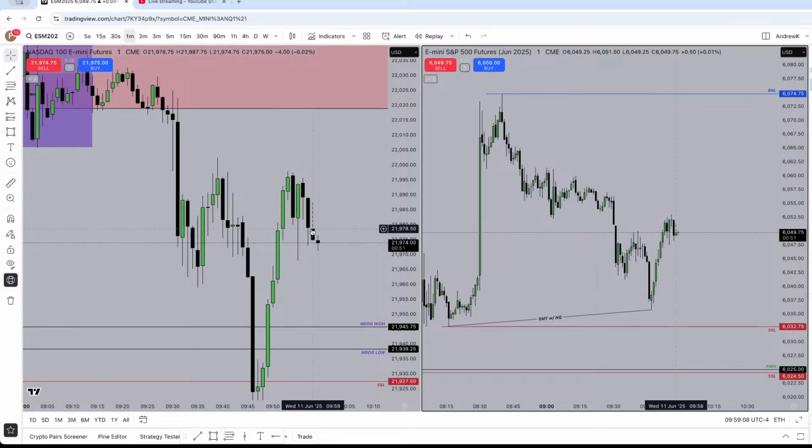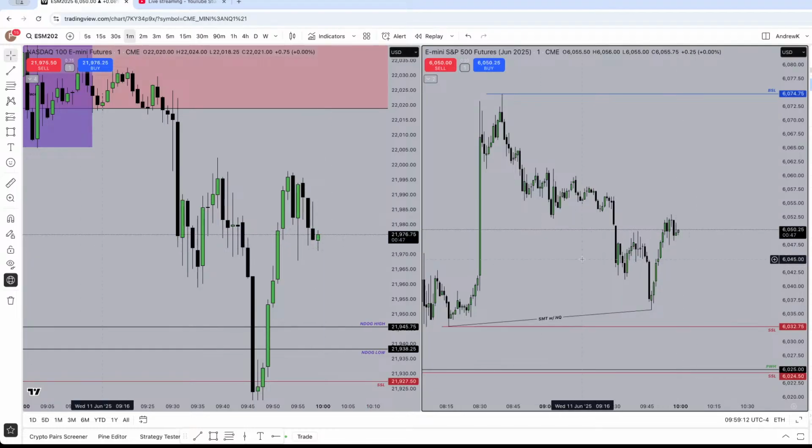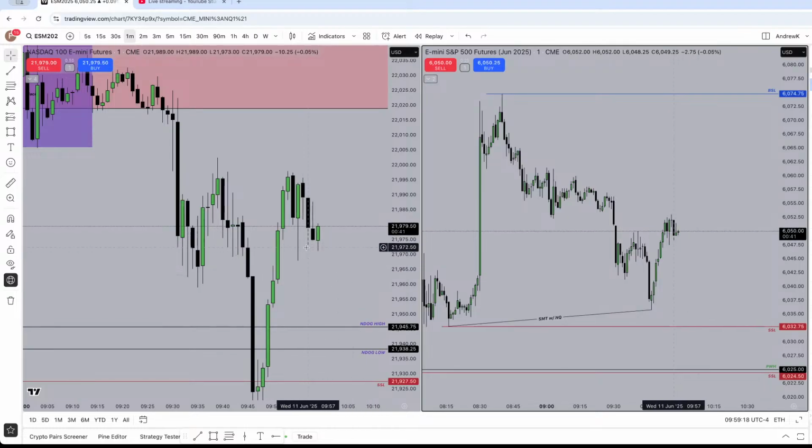See that close below there? And watch that too. But I'm watching this low. This low has importance to me.